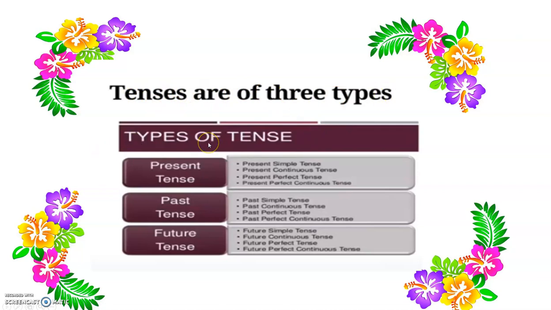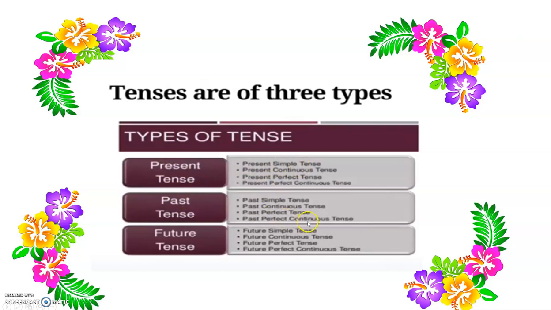Which are the three types? Come on. Say it loudly so you are also memorizing it. Present tense, past tense, future tense. Clear? This is pakka? Okay. Now what I want you to know is, under present tense, there are how many types? 4 types. Under present tense.